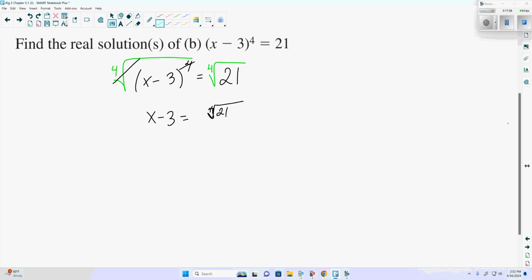It's all for x. So we would add 3. But there is something we're missing. Plus or minus, because again, what root did we take? We took the fourth root of a positive number, yes? Fourth root of a positive number, there are 2 real solutions. So we have to put the plus or minus. Now what that tells us is x, after adding, is equal to 3 plus or minus the fourth root of 21.